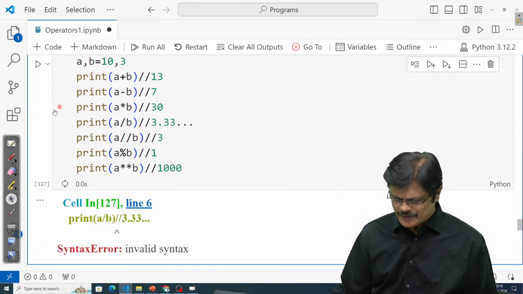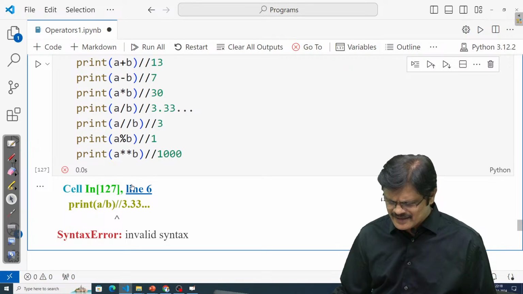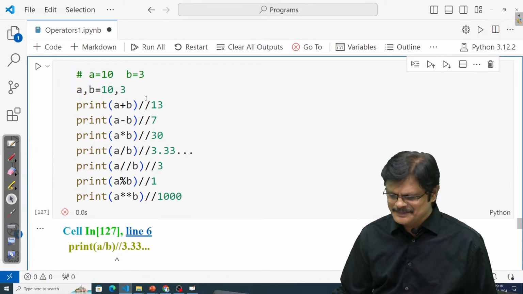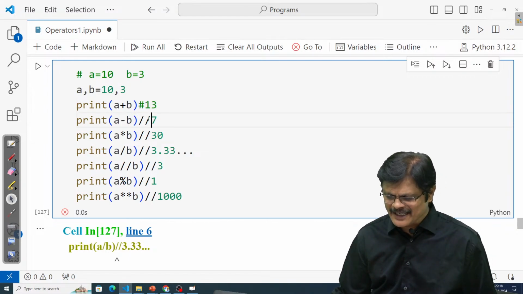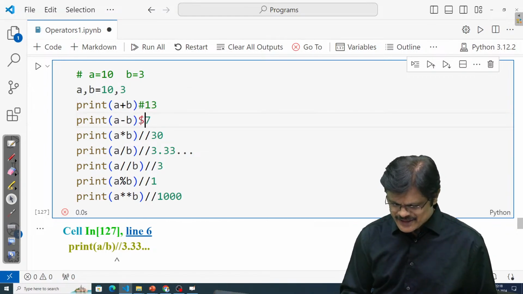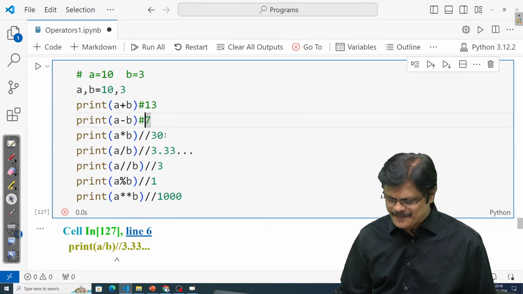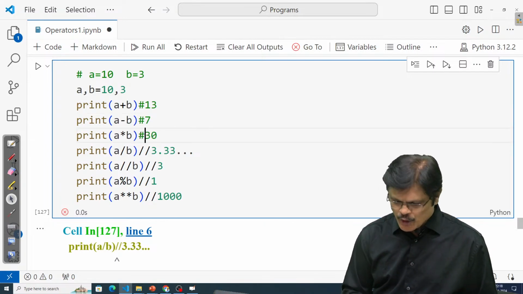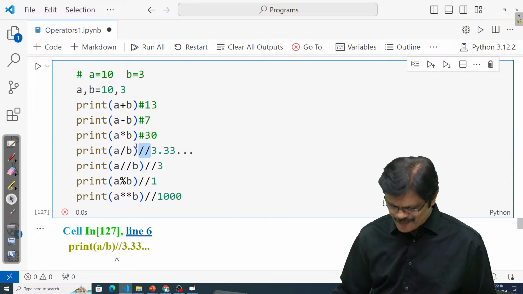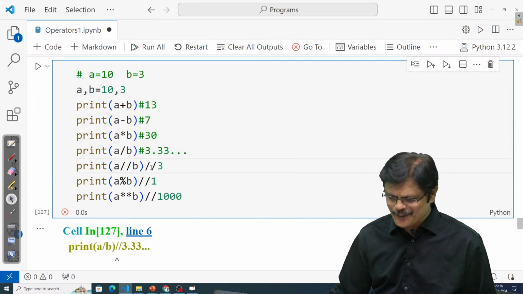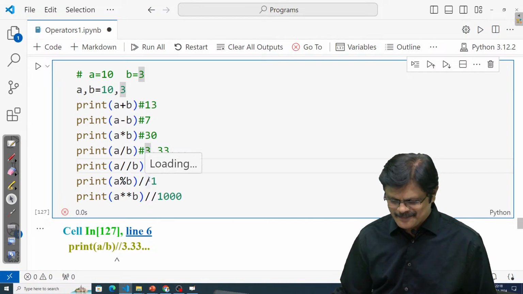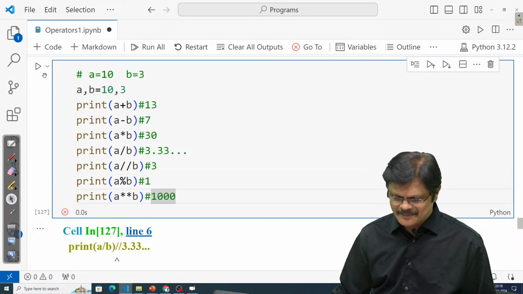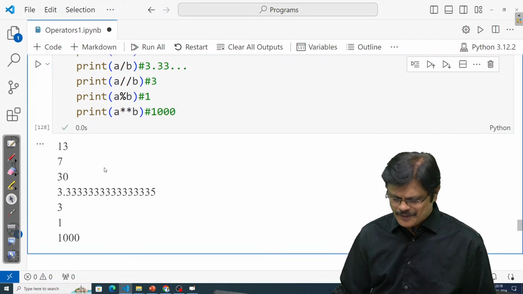Oh, invalid syntax, sir. See, be careful. I was expecting a hash symbol, but I wrote double division, so it is showing you some errors. Please be careful. A comment is hash, not floor division. I wanted to comment and I wrote floor division there. Yeah, now it works. So that is what it is.